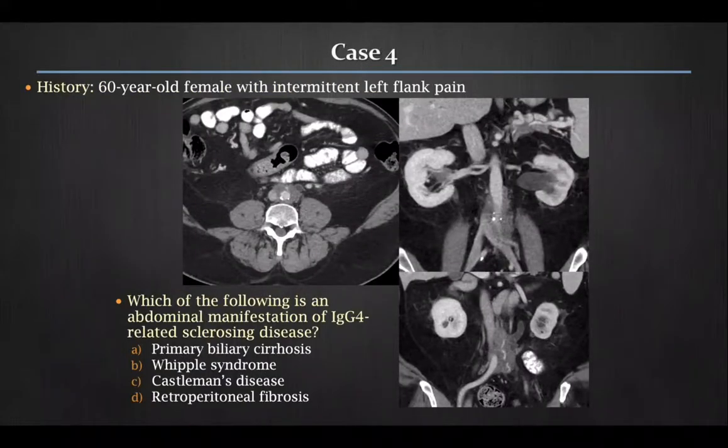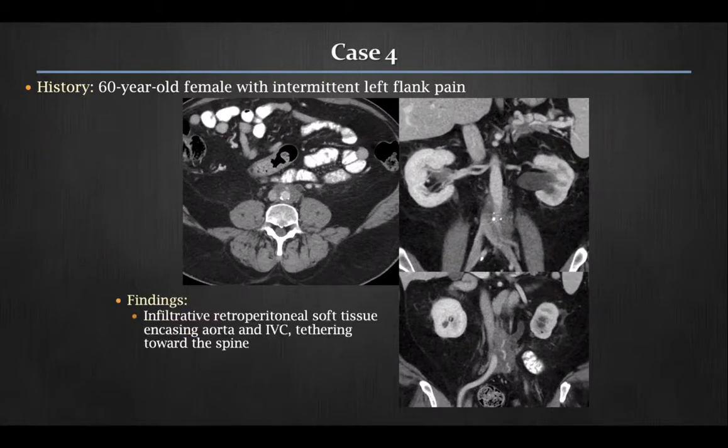Next case is a 60-year-old female with left flank pain. Question is, which of the following is an abdominal manifestation of IgG4-related sclerosing disease? So we'll go through the findings first.